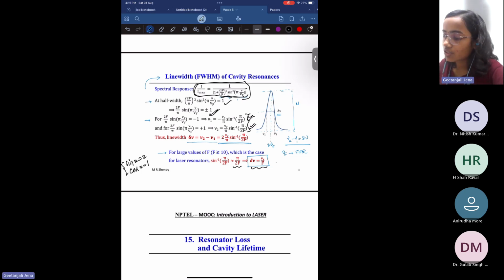You can see the resonance line width depends on the fineness as well as the free spectral range. If you change the length of the cavity, then nu F, the separation between the cavity resonances, will change. Accordingly, whenever you change the cavity length, the resonance line width will also change. So it is not independent of the length of the cavity. All these parameters depend on the cavity length.